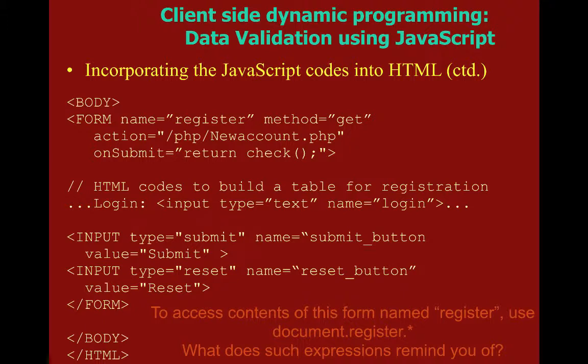If I want to access the information in that form, I can refer to it using document, which is document.register. That takes us to the form, and then dot whatever the name. For example, you can see here input type equals text, name equals login. So there's a field called login, and if I wanted to get the value of login in JavaScript code, I can use document.register.login, for instance. So it's kind of an object-oriented sort of flavor here.